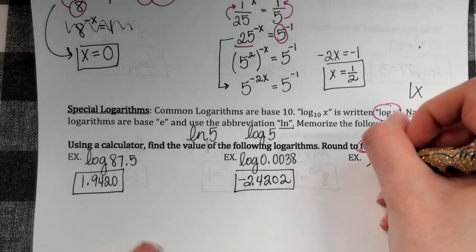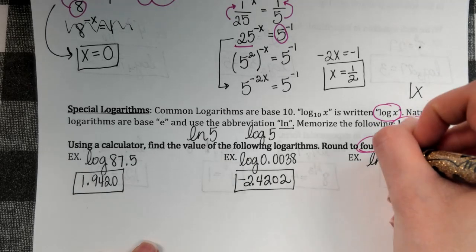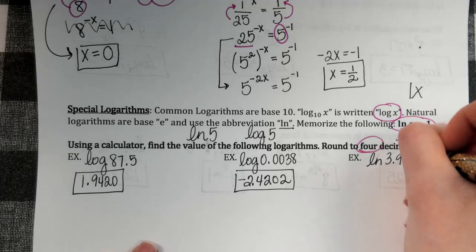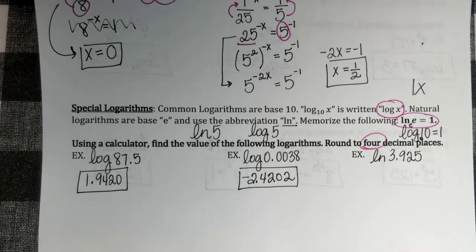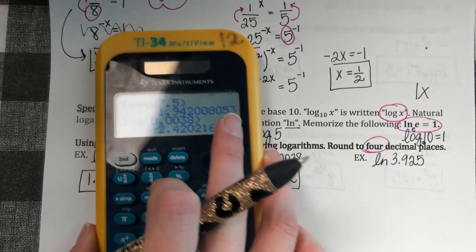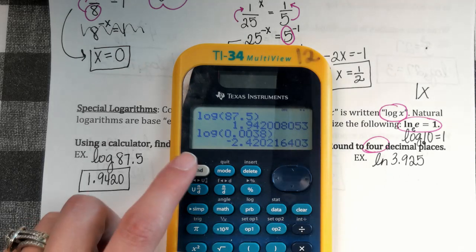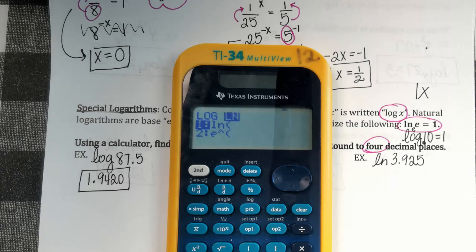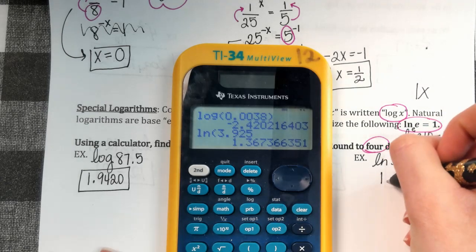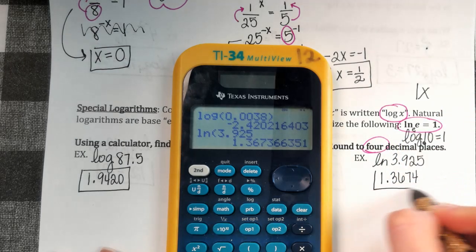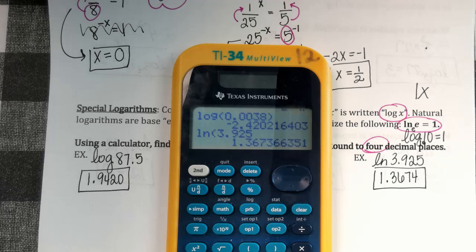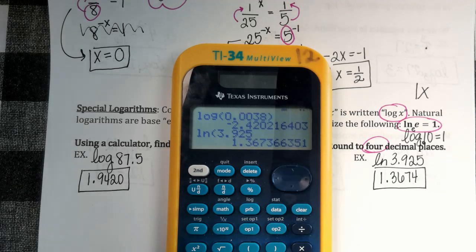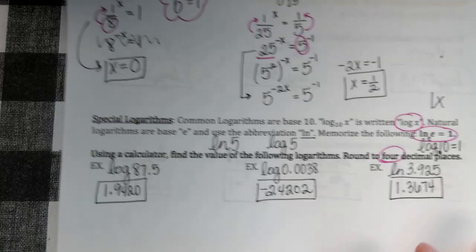My third one is if I have natural log of 3.925. To get to natural log, you still do the same buttons, second log, but now you go to the right. That gives you your natural log 3.925. So you should have 1.3674. Okay, we're good with that?